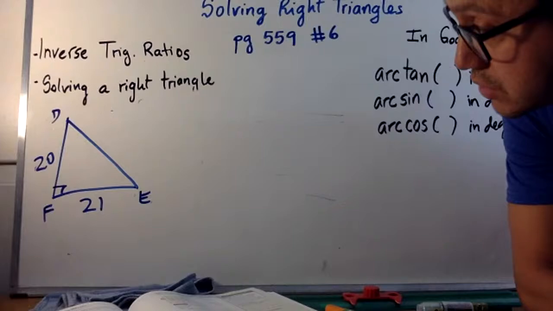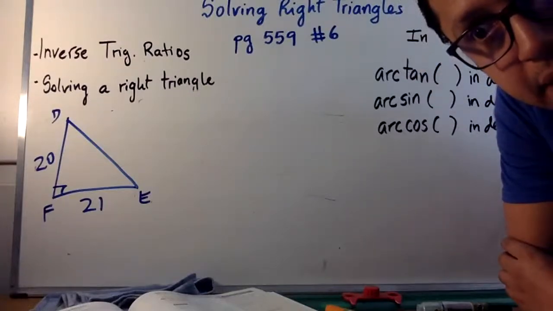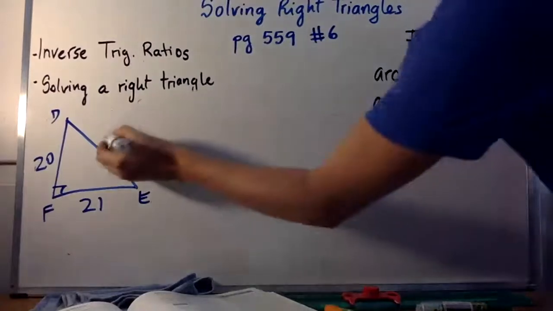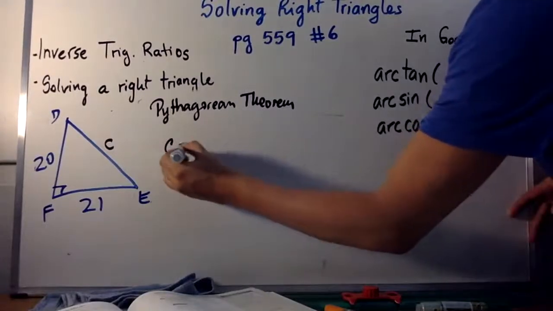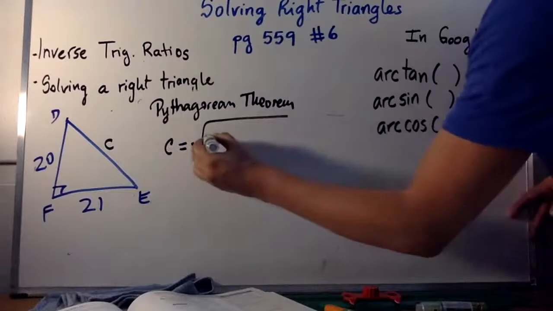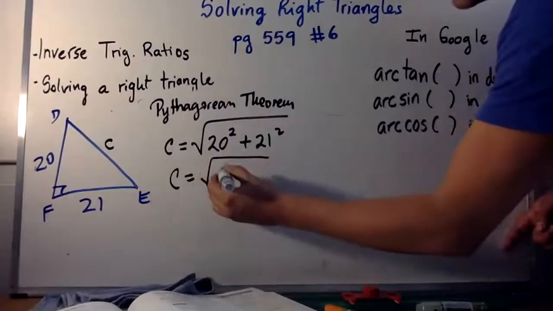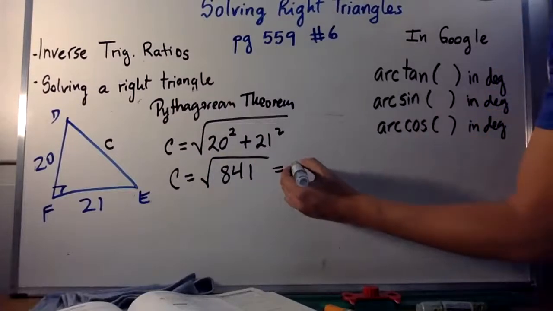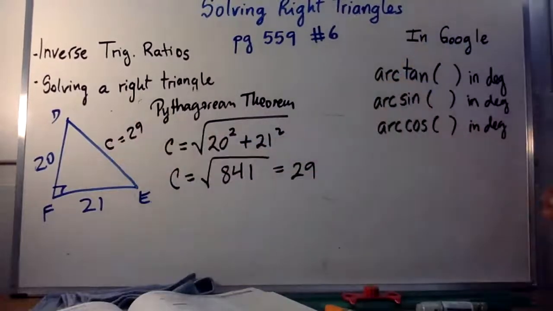So I'm going to start finding out what the hypotenuse is, and I use the Pythagorean theorem, all right? Which means that if I want to find this one, it means that C is equal to the square root of 20 squared plus 21 squared. And when you add them, you get 841. And you take the square root of this, you're going to get 29. So we're good. Okay, found it.